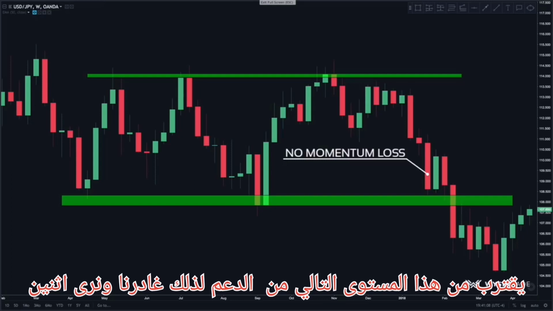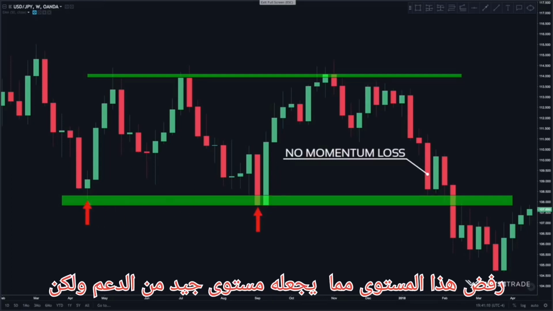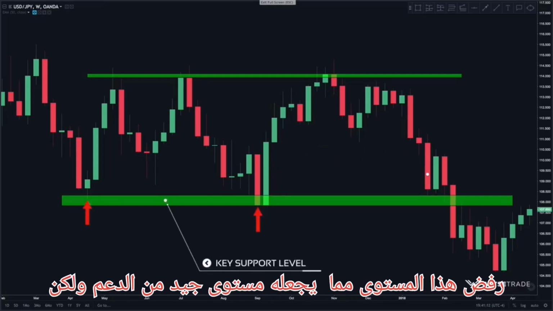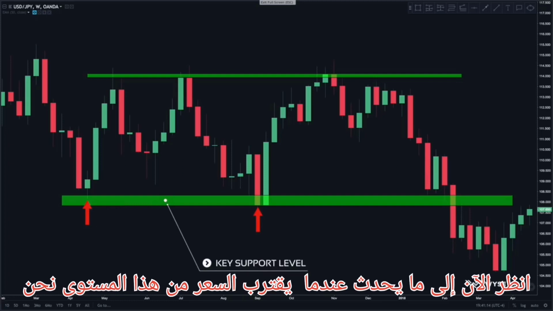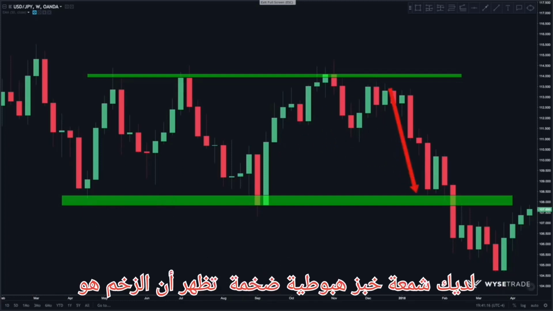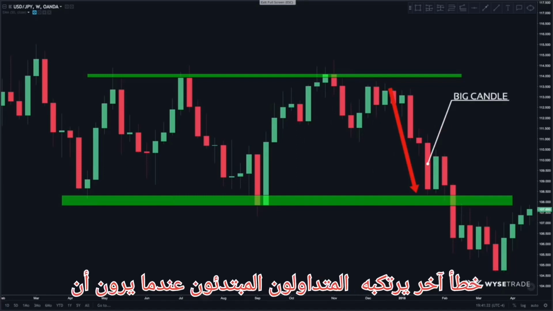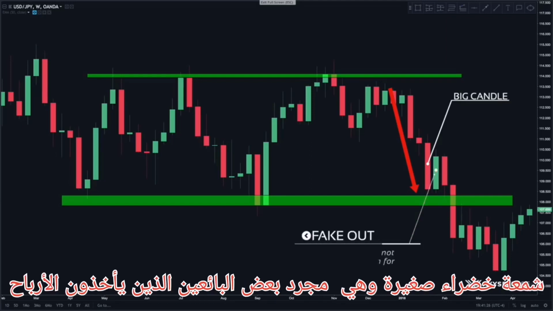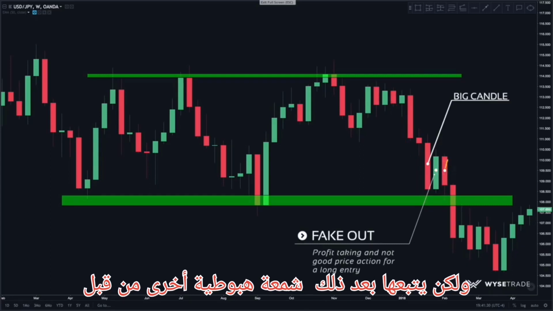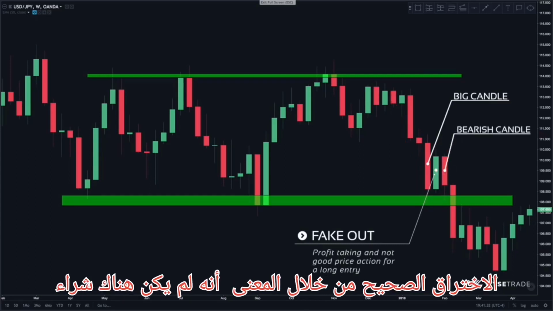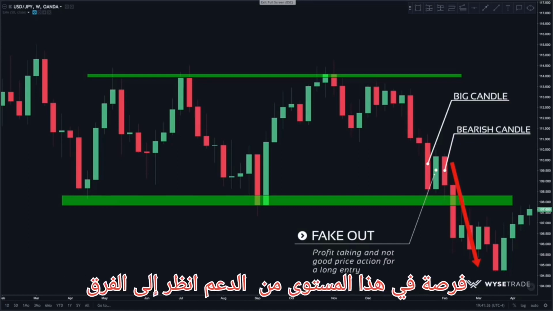So we look left and see two rejections of this level, making it a good level of support. But now, look at what happens when price approaches this level. We have a massive bearish red candle showing that momentum is picking up and that sellers are still in control. Here is another mistake beginner traders make as they see this small green candle, which is just some sellers taking profit, but it is then followed by another bearish candle before breaking right through, meaning that there was no buy opportunity at this level of support.